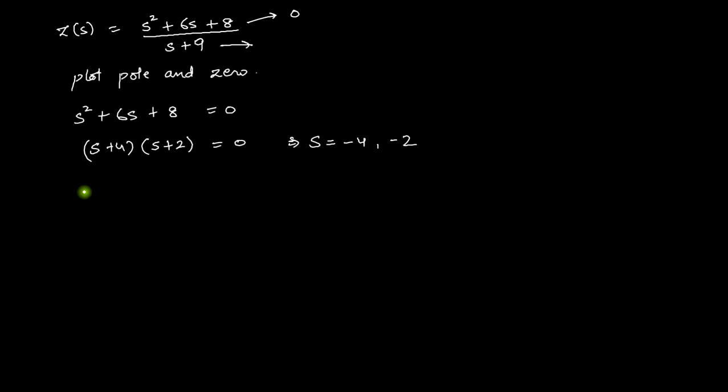Similarly, we can find out the poles of the network by equating the denominator equal to 0. Let us equate s plus 9 equal to 0. This gives s equal to minus 9. So that means at s equal to minus 9 we have a pole of the network, and at s equal to minus 2 and minus 4 we have zeros of the network. Let us plot them.